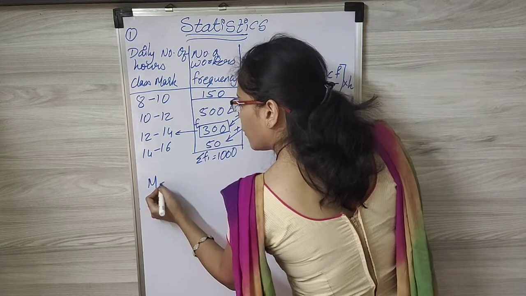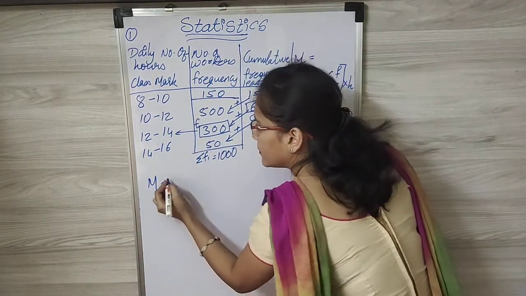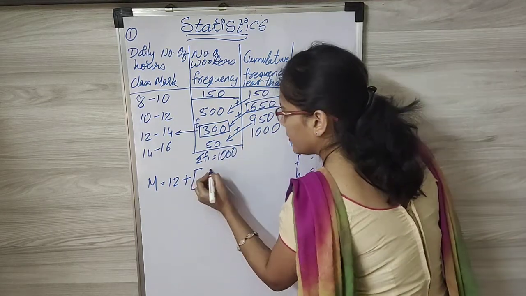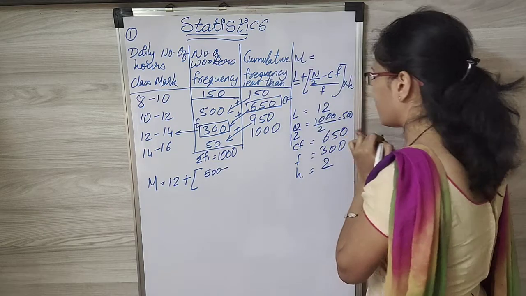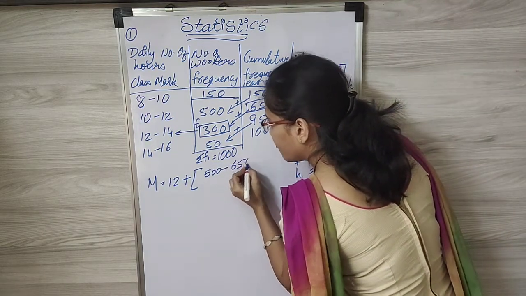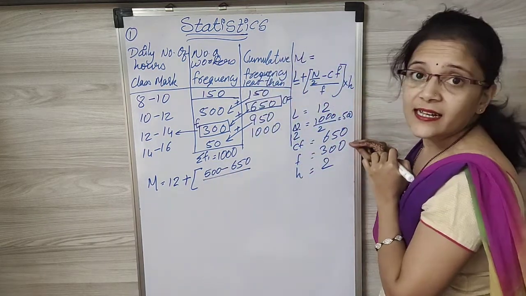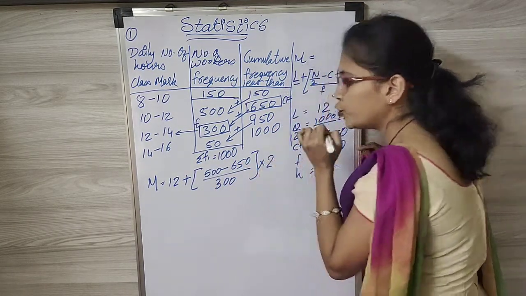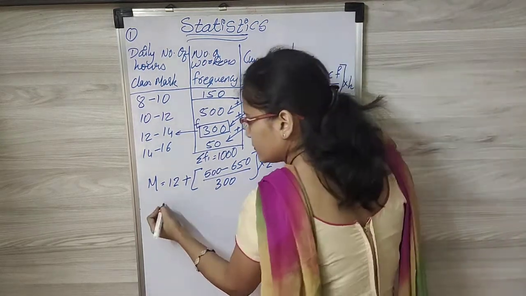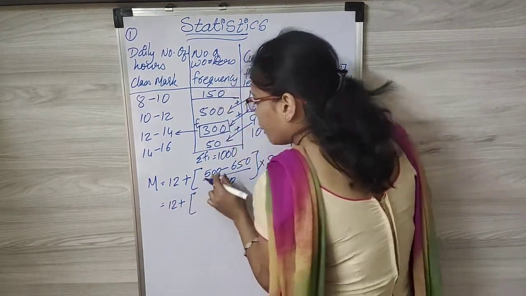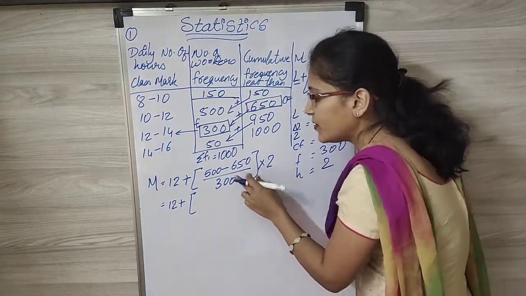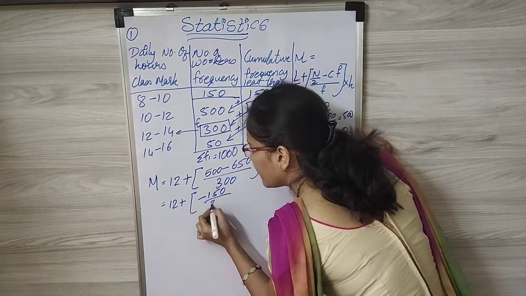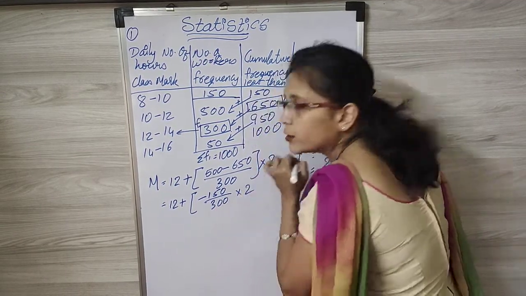Now M is equal to L plus N by 2 minus CF, whole divided by F, into H. What is L here? L is 12. So 12 plus N by 2, that is 500, minus CF, which is 650, whole divided by F, which is 300, into H, which is 2. Now see here, 500 minus 650 becomes 150, but the higher sign is minus. So this becomes minus 150 whole divided by 300 into 2.